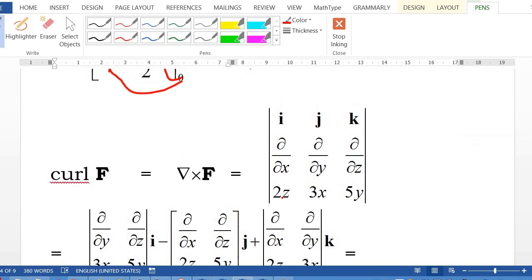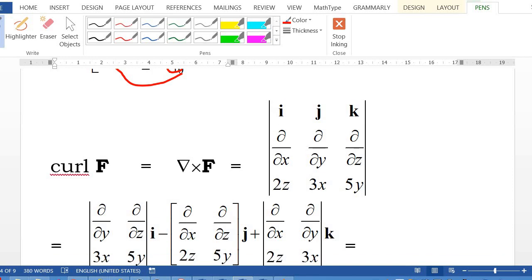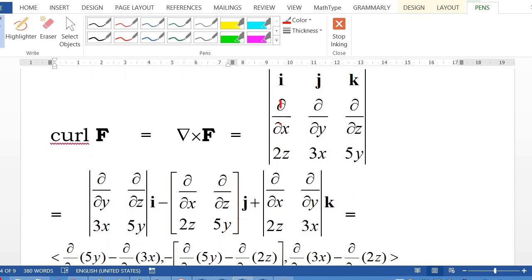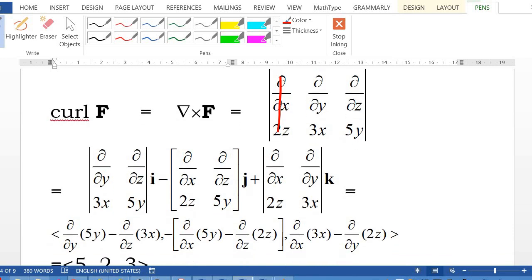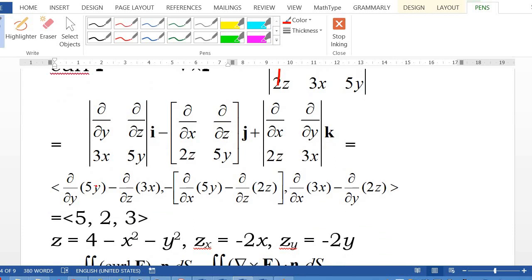So the F is 2z i + 3x j + 5y k. Finding the curl of F. For component i, you cross it out, so you have del/del y of 5y minus del/del z of 3x for component i. So del/del y of 5y gives 5, and del/del z of 3x is 0. That's why the answer for component i is 5.